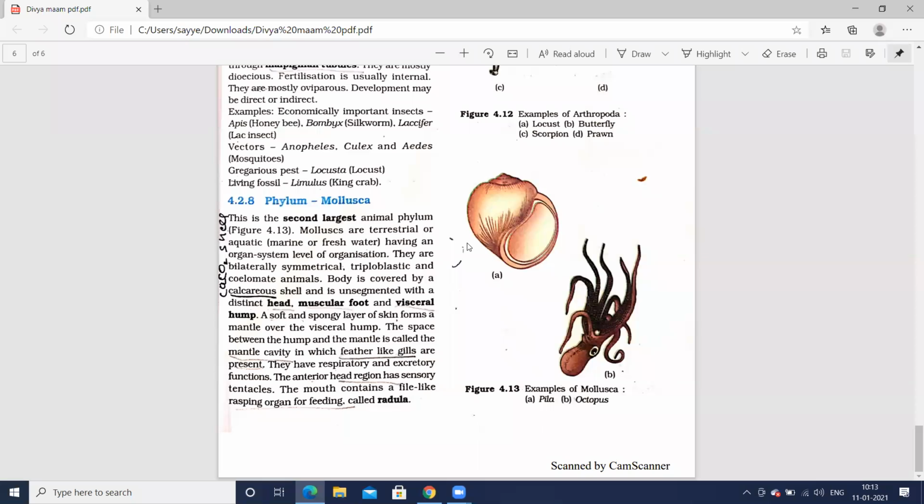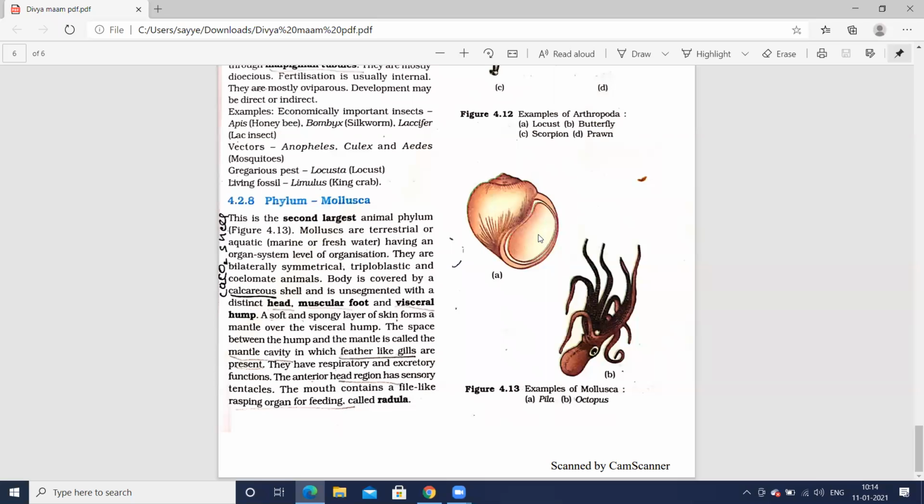So, we were talking about what? They are bilaterally symmetrical, triploblastic, coelomate animals. The body is covered by calcareous shell, which means the shell is made up of calcium carbonate. I was talking about the visceral hump. A hump means a swollen, slightly raised part. Let's identify it. Tell me which is a hump.